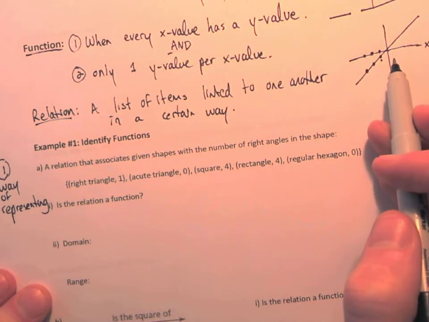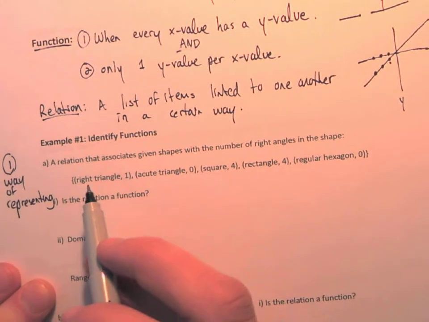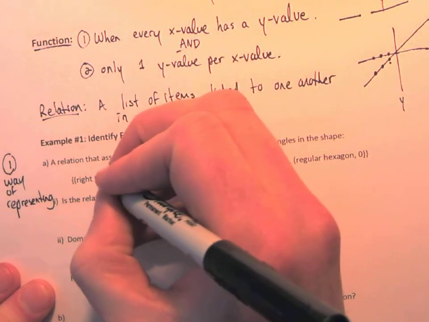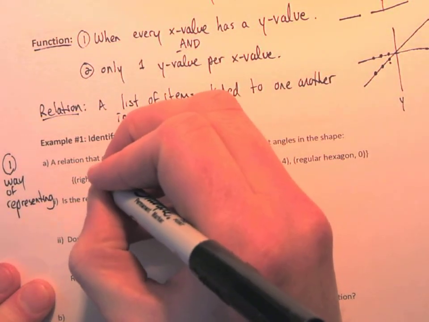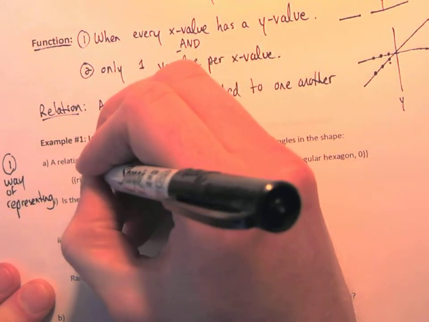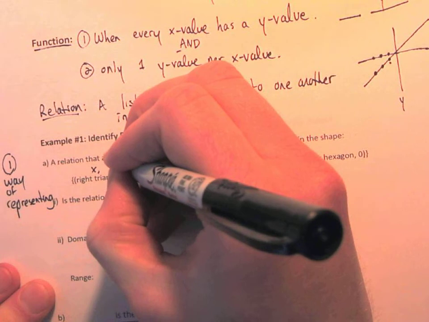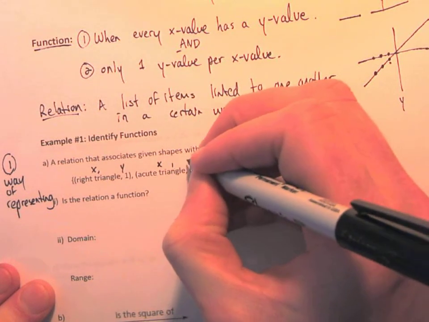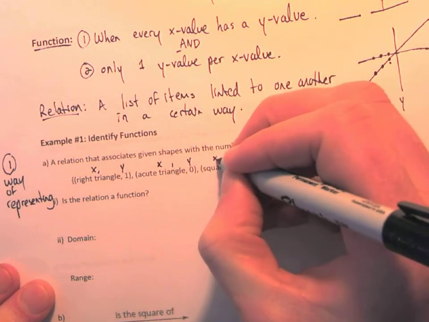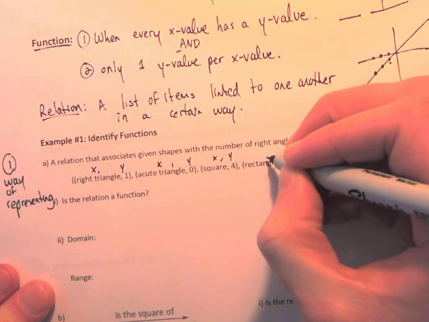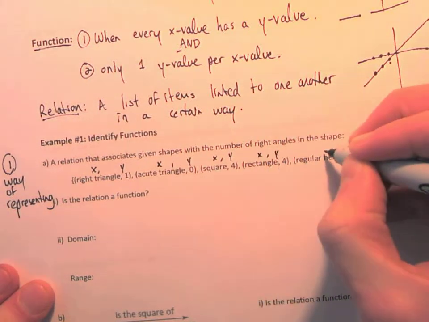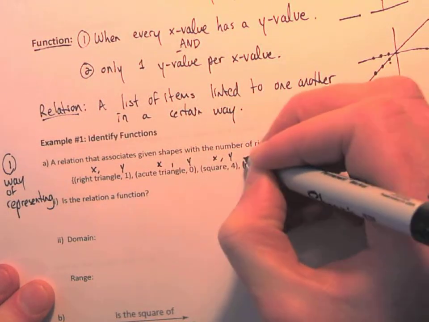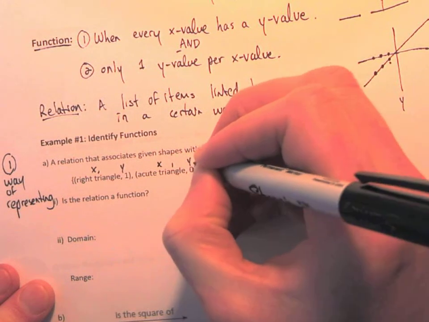So what this is saying is these are points on a graph, if you want to represent it that way. But you don't have to represent it that way. You can just write it out. Each one that you have: this is an x value, the first one, and then it goes comma, and the 1 is a y value. The acute triangle is an x value, and then comma, and that's a y value. The square is an x value, and the 4 is the y value, and so on. They're in brackets. So that's how it's being represented right now.